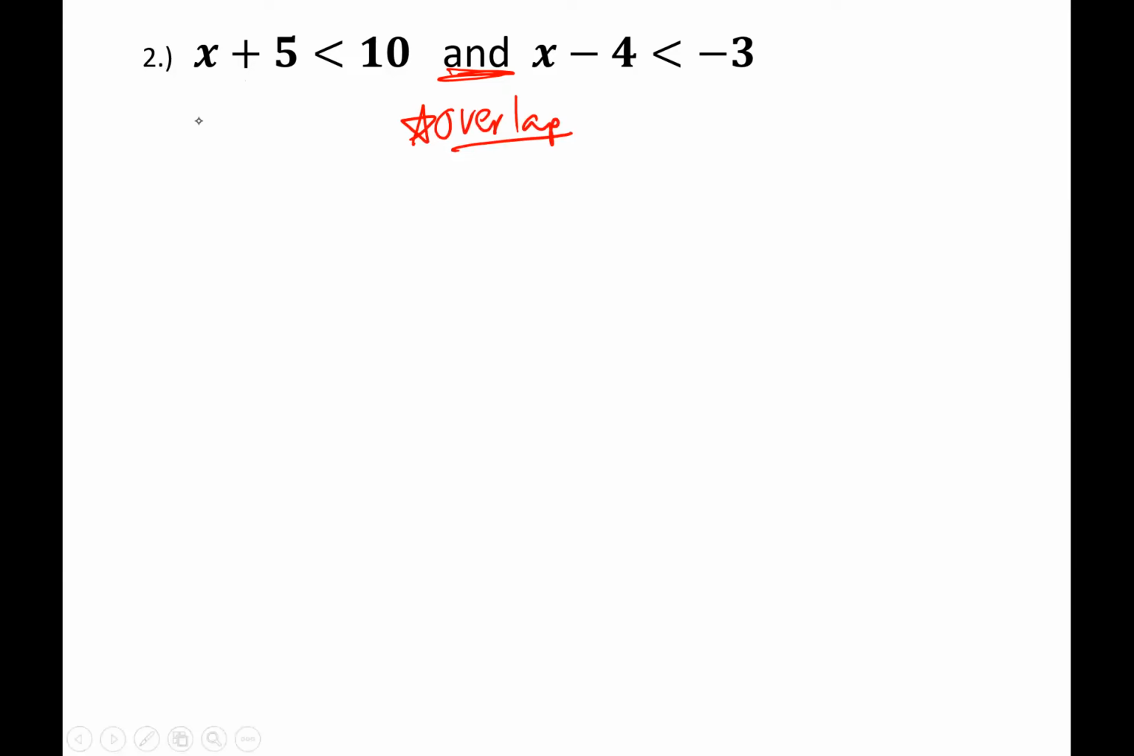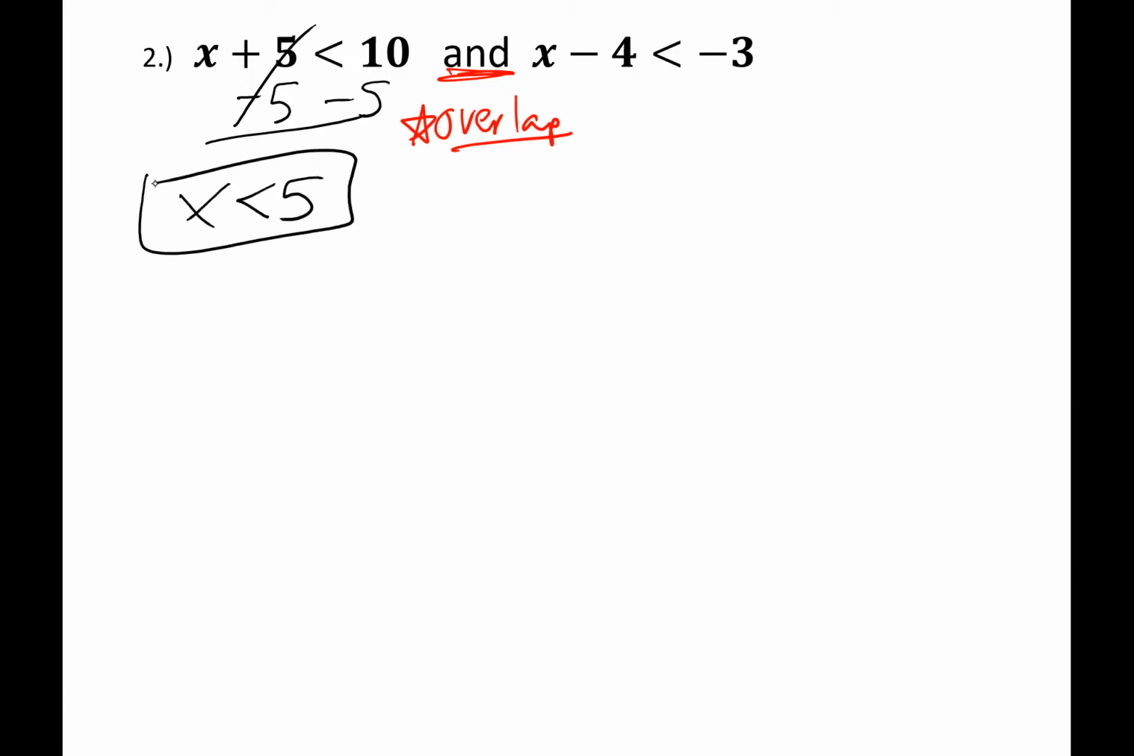Okay, so here's my first inequality. x plus 5 is less than 10. So let's solve for x by subtracting 5 on both sides. 10 minus 5 is 5. So we're getting x is less than 5. And now over on the other side, we have another inequality to solve. x minus 4 is less than -3. Let's add 4 to both sides. So we're getting x is less than +1.